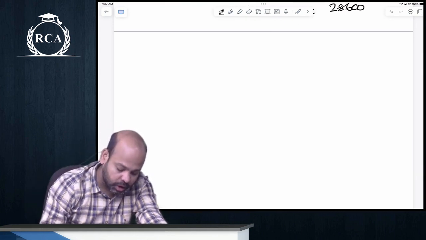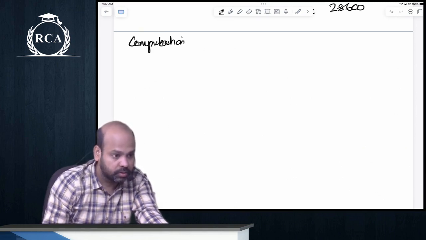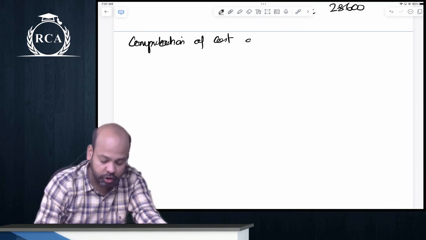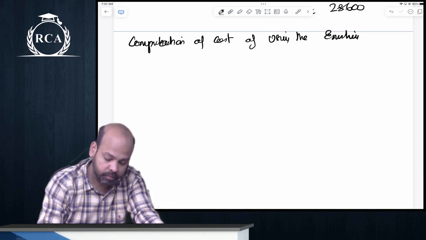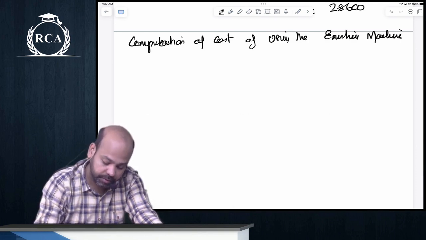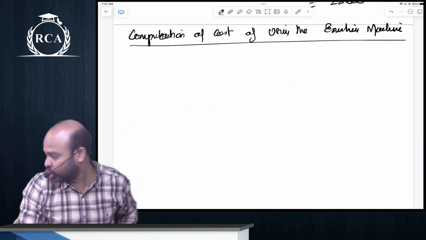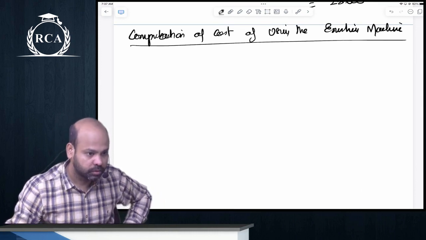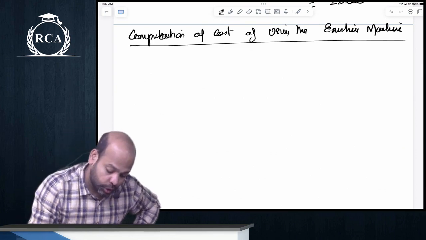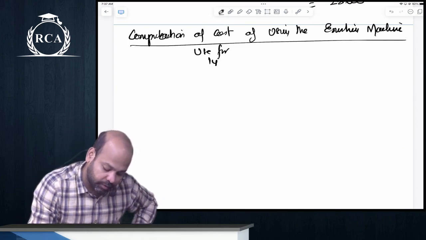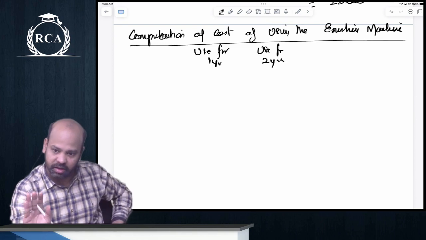Alright guys, now better write down computation of cost of using the existing. समझ में आया ना? मैं लिखवाऊंगा रुक. Computation of cost of using the existing machine. So guys, यहाँ पे what are the 4 alternatives to be considered guys? Use for how many years? Use for 1 year. Use for, remember you never have an alternative of using it only for the 2nd year.